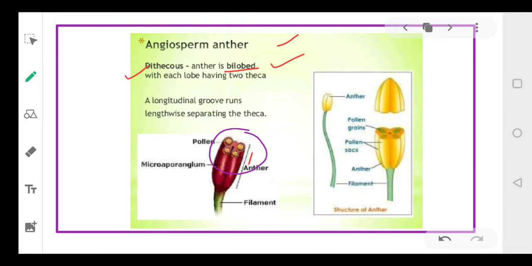See, there are 4 parts, isn't it? So there are two lobes which are present and each lobe has 2 theca. So there are 4 thecas in total. Same if we cut it, we observe the same part. Here also we can see 4 thecas and these are 2 lobes you can easily locate. So your anther is bilobed and each lobe has 2 thecas, so in total it has 4 thecas.